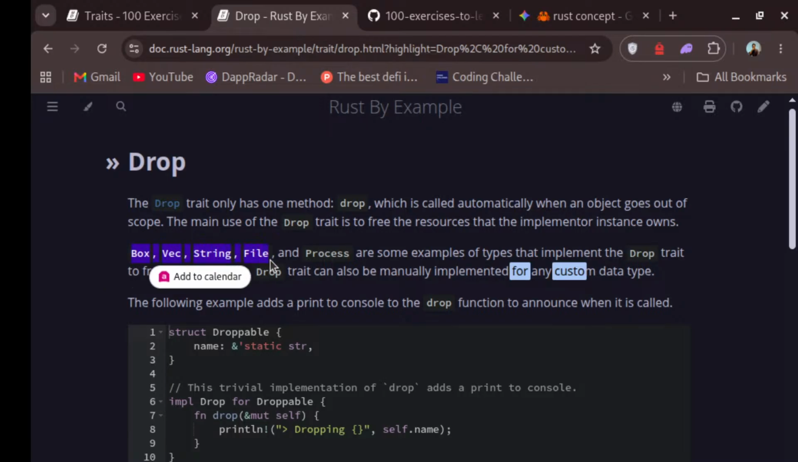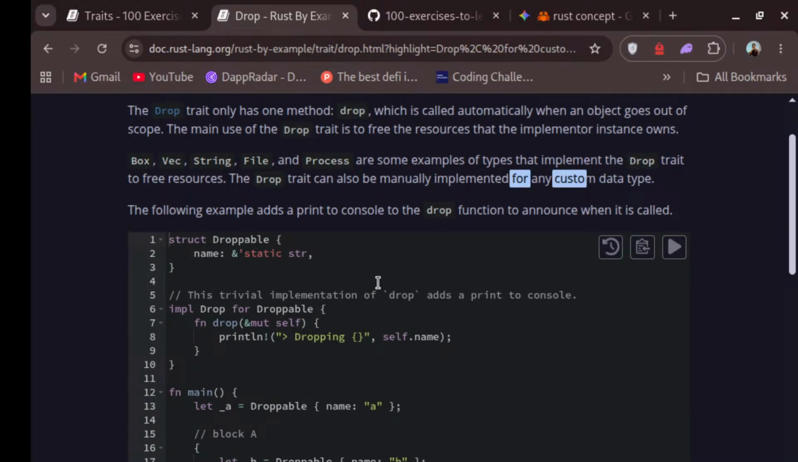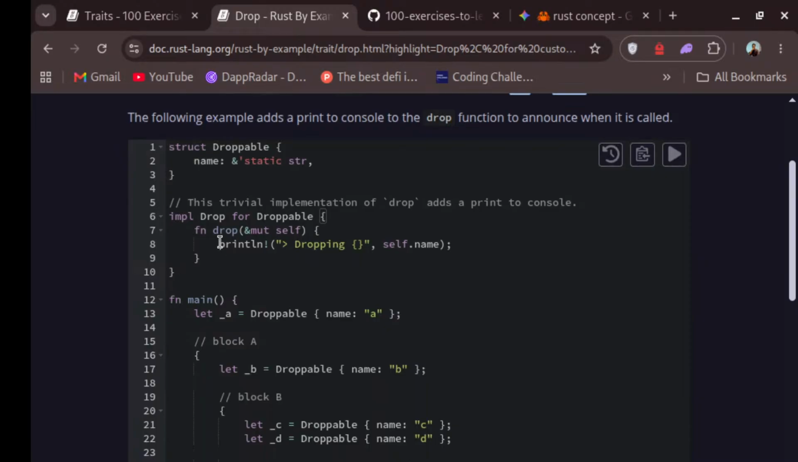Box, vector, string, file and process are some example types that implement the Drop trait to free resources. Okay, manual implementation is possible for any custom data type. If we want to manually drop, then we can use the Drop trait. Here we implement Drop for Droppable. This trivial implementation of drop adds a print to the console.